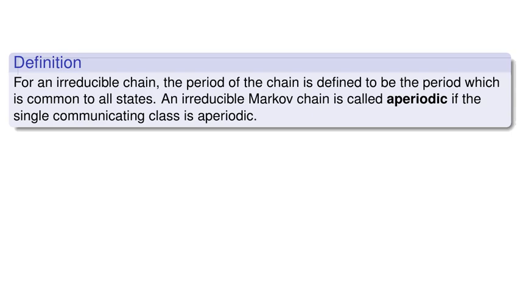For an irreducible chain, the period of the chain itself is defined as the common period shared by all states in that single communicating class. An irreducible Markov chain is termed aperiodic if its single communicating class is aperiodic, meaning all states have a period of 1.